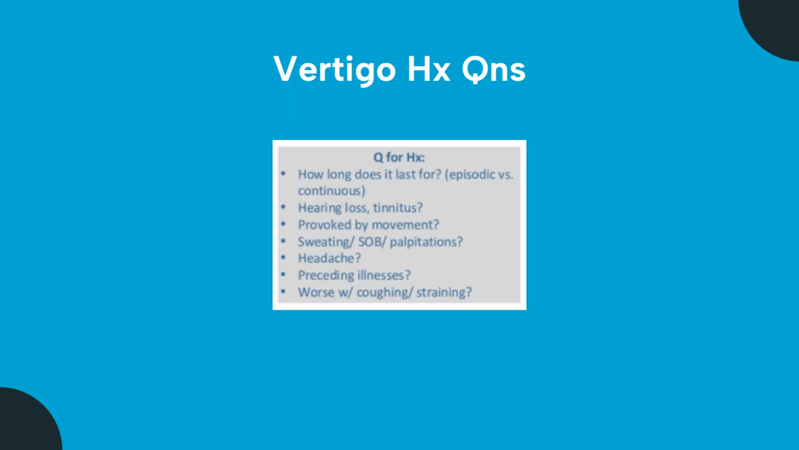So when you're suspecting vertigo, or also when you're doing a hearing loss history, it's important to stratify your different kinds of vertigo. In your history taking, you want to know, is it episodic or continuous, and how long does it last? Is there an associated hearing loss and tinnitus? Is it provoked by movement, or is it unrelated to movement? Are there any additional symptoms? Is there a headache or a migraine? Is it preceded by an illness, specifically an ERTI? And is it worse when you're coughing, straining, Valsalva?